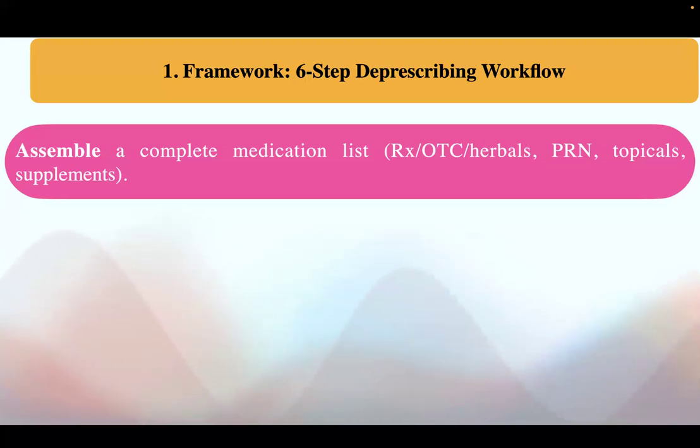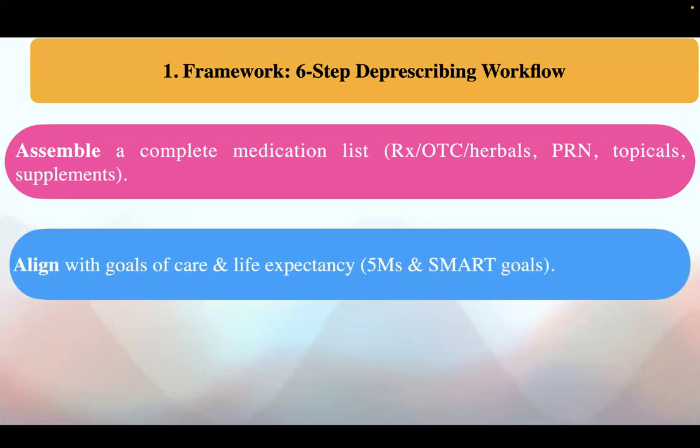What is the next step? Let's understand. Align with the goal of care and life expectancy. You should follow the 5Ms. What do you mean by the 5Ms? The 5Ms are very important for geriatric care. Let me give you a brief overview of the 5Ms, because it is not part of our discussion right now.